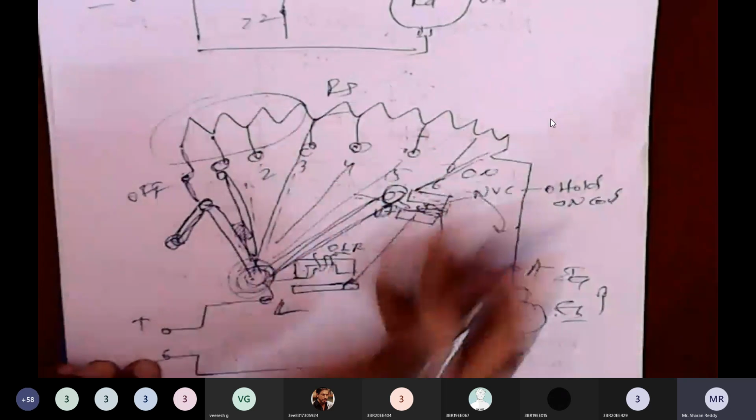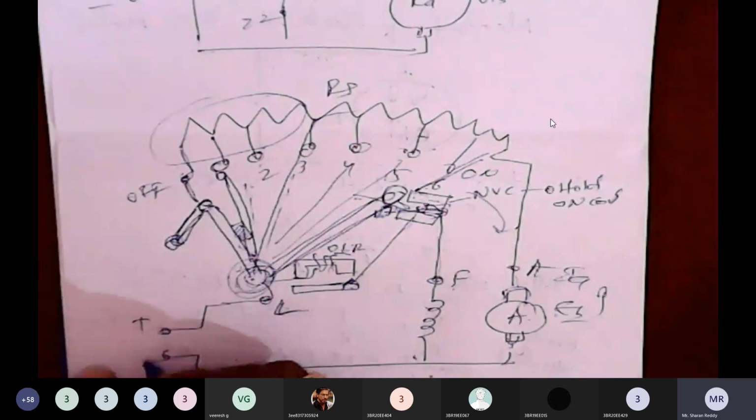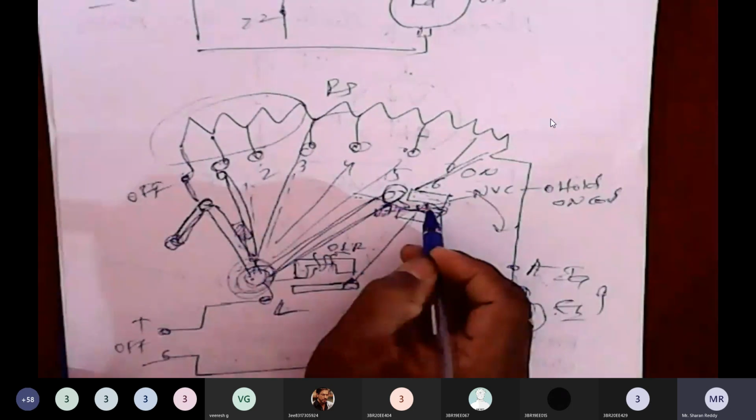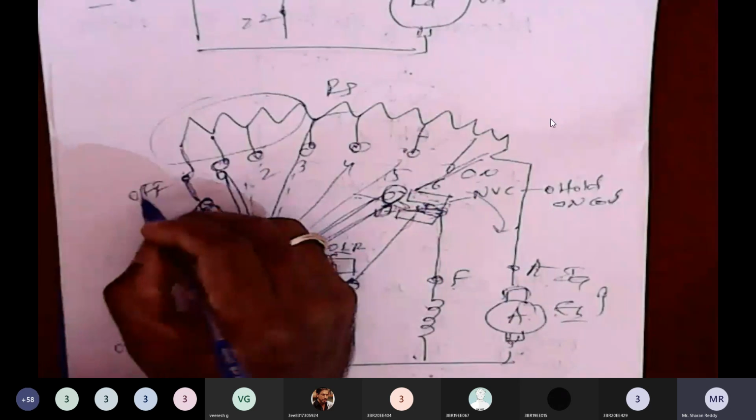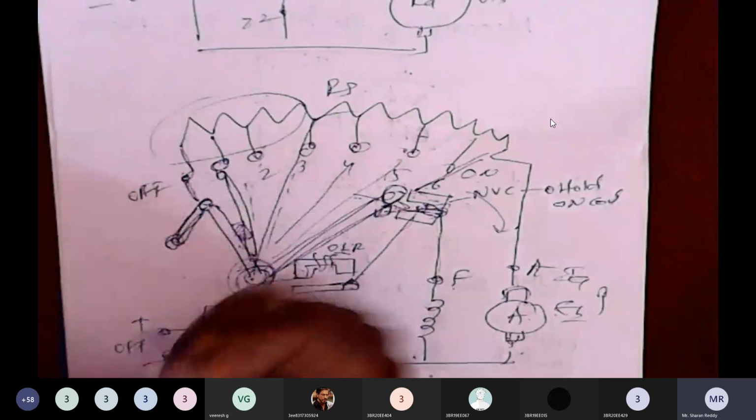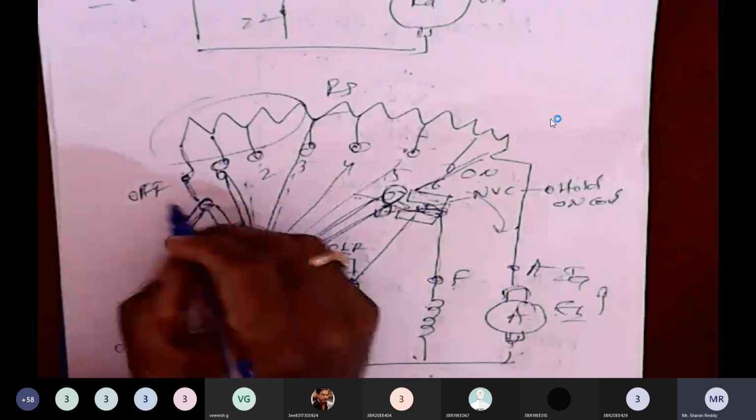Whenever you want to switch off, it suddenly gets demagnetized and comes back to the half position, because it should always be in the off position whenever you want to start. Every time you want to start, it should be in the off position.